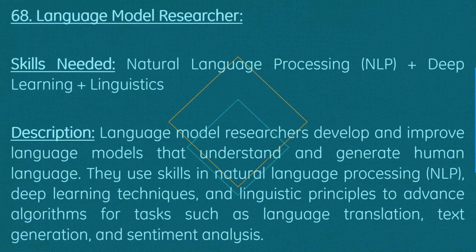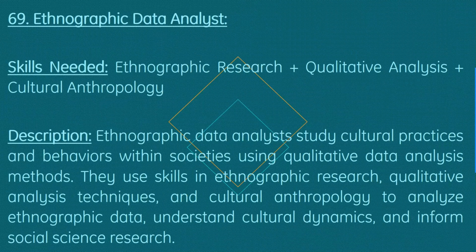Moving ahead, we have language model researcher. Skills needed would be natural language processing, which is NLP, plus deep learning plus linguistics. Language model researchers develop and improve language models that understand and generate human language. They use skills in natural language processing, deep learning techniques, and linguistic principles to advance algorithms for tasks such as language translation, text generation, and sentiment analysis.